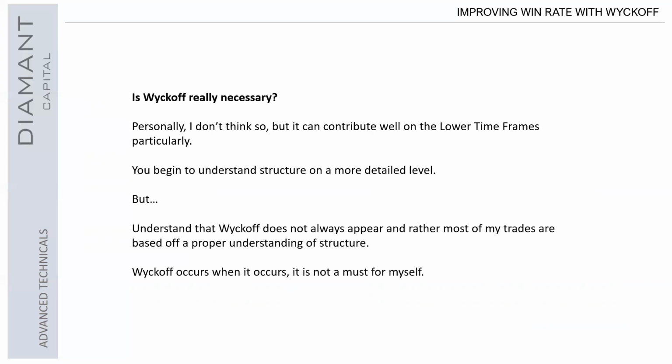Understand that Wyckoff does not always appear, and most of my trades are based on a proper understanding of structure and points of interest. To me, Wyckoff occurs when it occurs. It's not a must for myself. It's just an extra confirmation as part of the plan, and that's it.